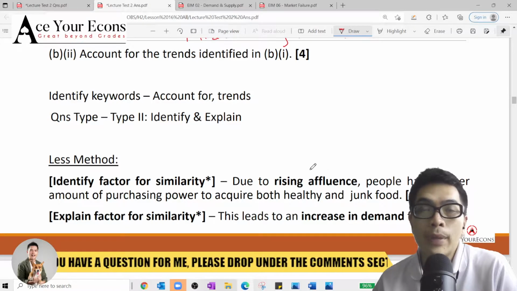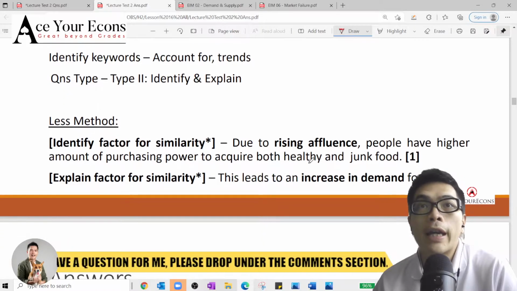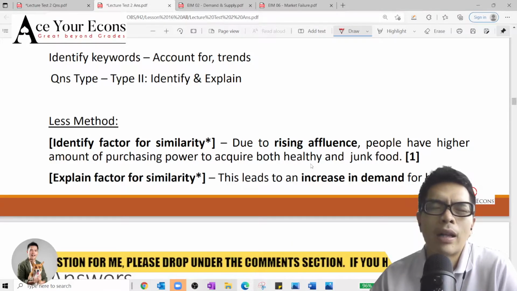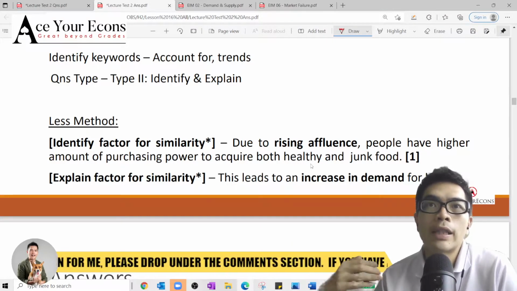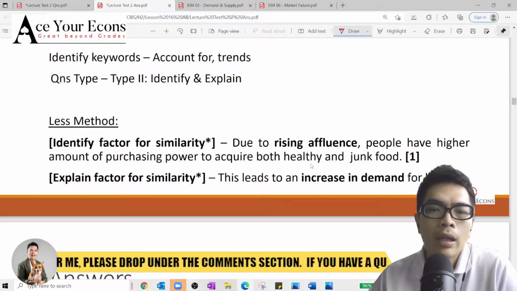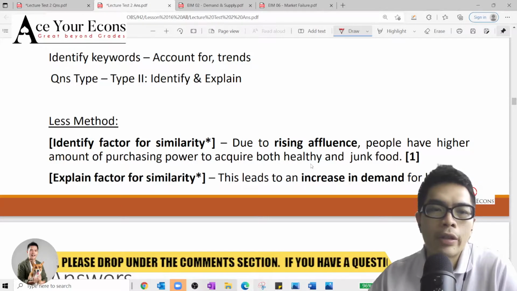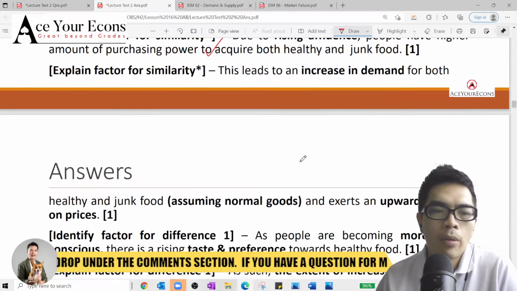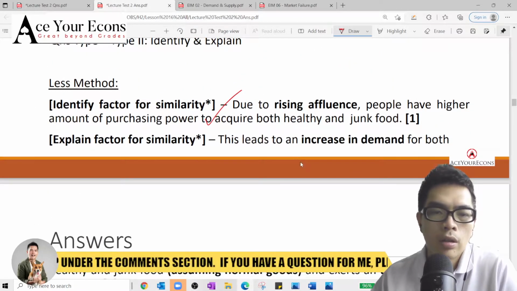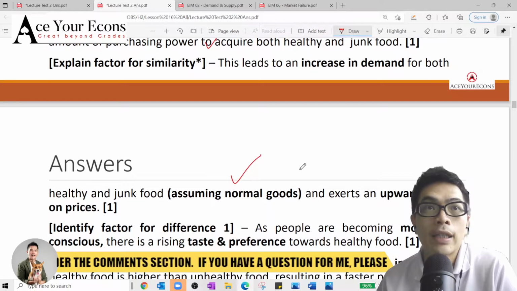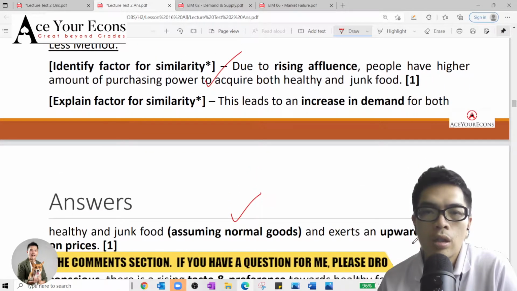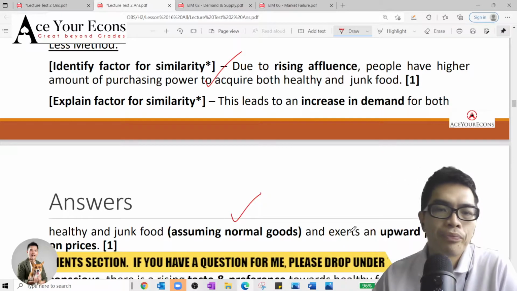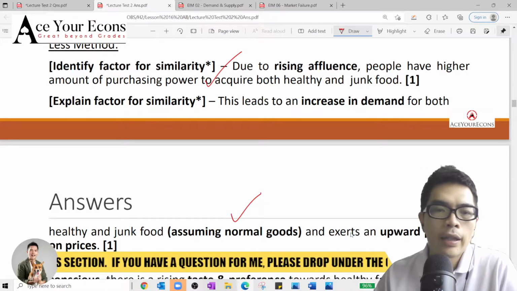So for similarity, we can identify a demand factor. This is related to the earlier part. We realize that a rise in income is going to result in higher purchasing power and a higher demand for both goods. This will exert upward pressure on price. Notice that there's an important assumption, that they are normal goods.